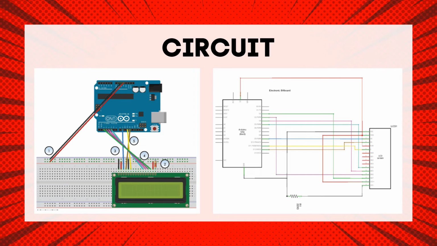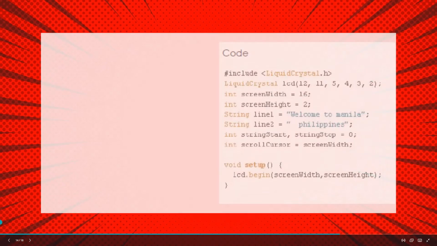Then, we're going to connect pin 11 to the board's digital pin 5, pin 12 to the board's digital pin 4, pin 13 to the board's digital pin 3, and pin 14 to digital pin 2. Lastly, we need to connect pin 5 to the ground and pin 4 to digital pin 12 on the Arduino, which will enable us to write to the LCD, and finally pin 6 to digital pin 11. After connecting all our wires to our LCD screen, we are going to have our code.